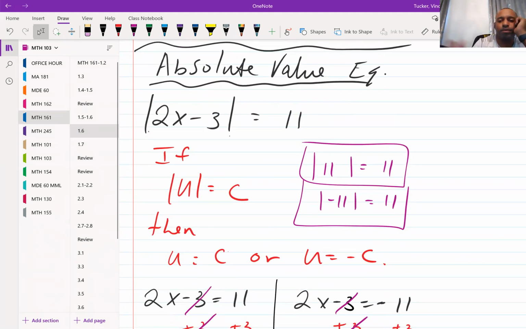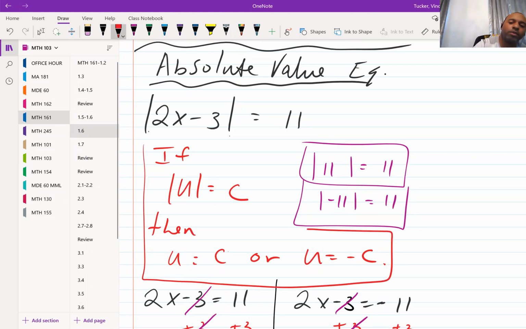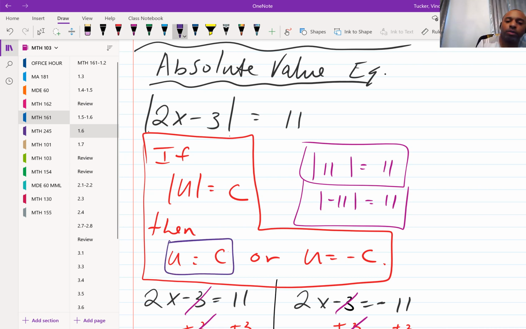All right, so let's look at an absolute value equation. Last thing before we close out. So we have the absolute value of 2x minus 3 equal to 11, and we want to solve that. The way we solve absolute value equations says if we have the absolute value of u equal to c, we will set u equal to c and then set u equal to -c in order to solve for it. So you're going to have 2 answers.